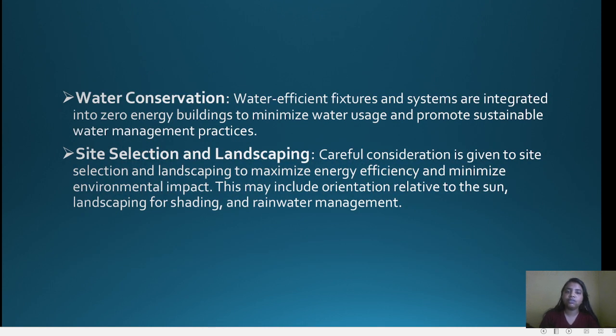Water conservation. Water efficient fixtures and systems are integrated into zero energy buildings to minimize water usage and promote sustainable water management practices. Site selection and landscaping. Careful consideration is given to site selection and landscaping to maximize energy efficiency and minimize environmental impact. This may include orientation relative to the sun, landscaping for shading, and rainwater management.